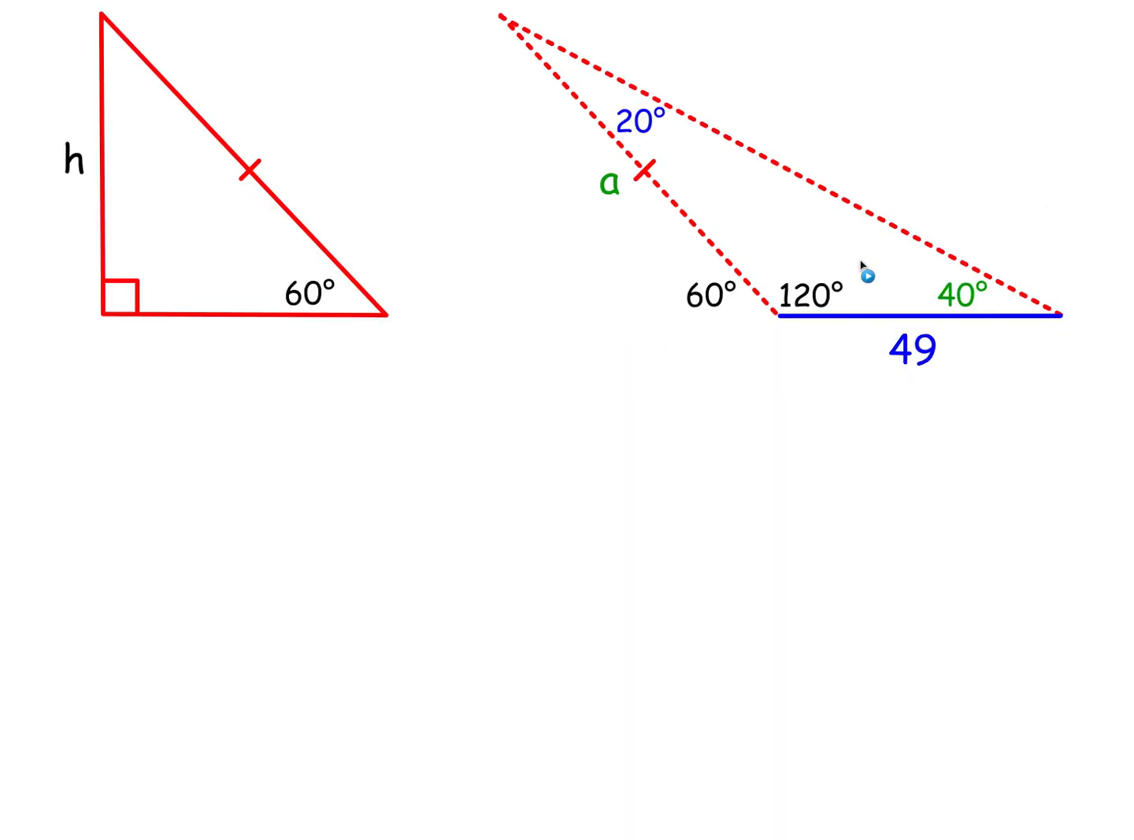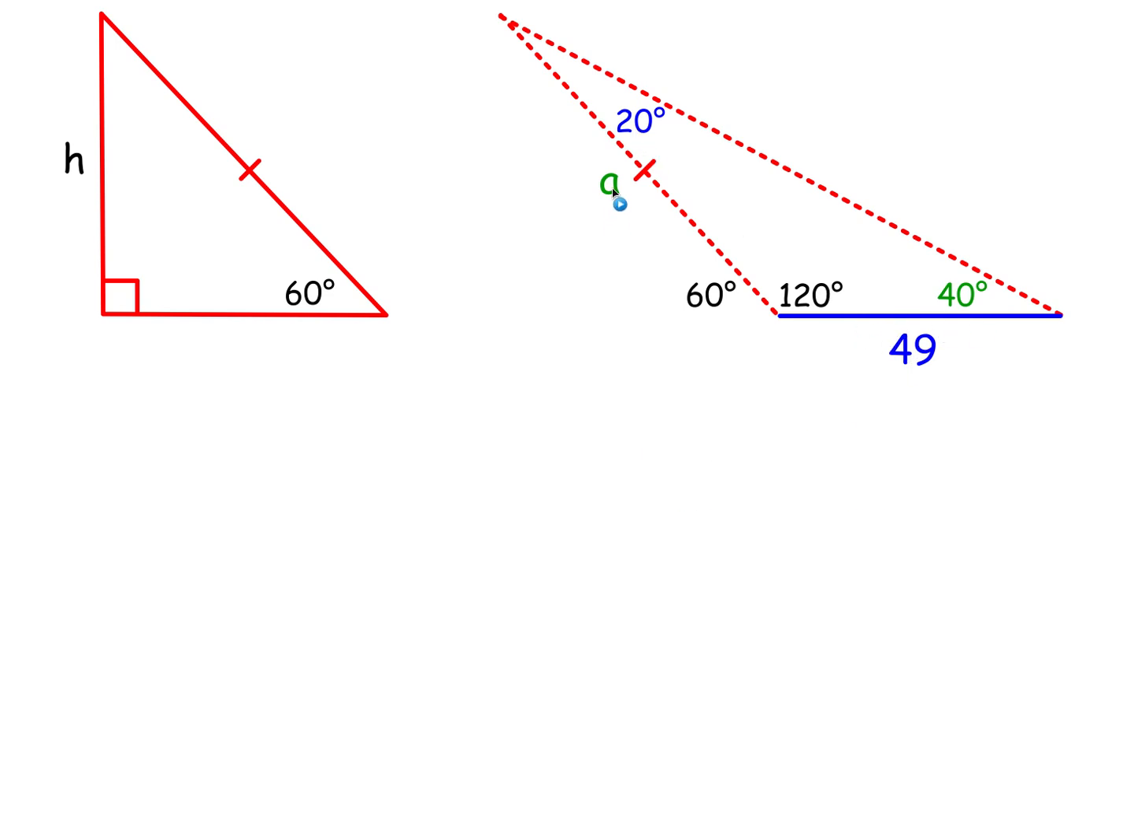Now, that side is the same as that side. So if we work out this side here labelled A, we can put it in the other diagram and we can use right-angle trigonometry, SOHCAHTOA here. So, we want to find A. We've got opposite 40 degrees. And the information we know is this side 49 and opposite 20.